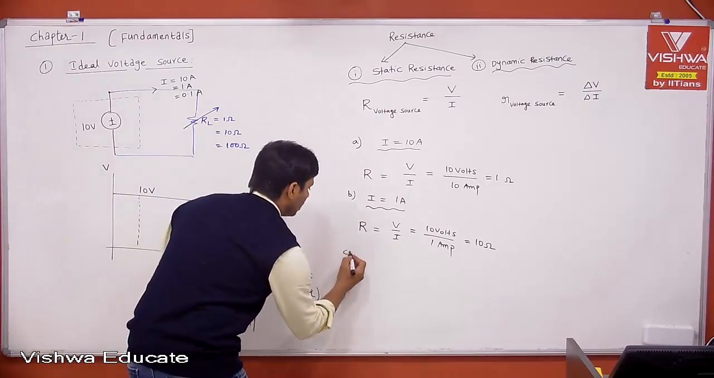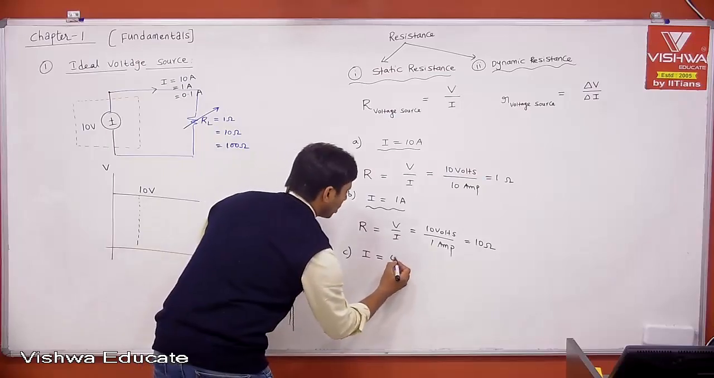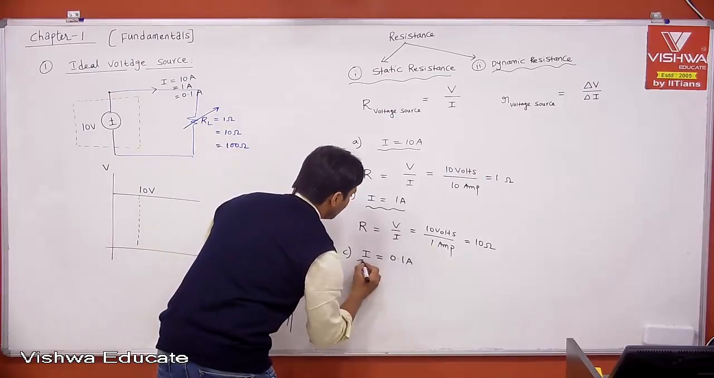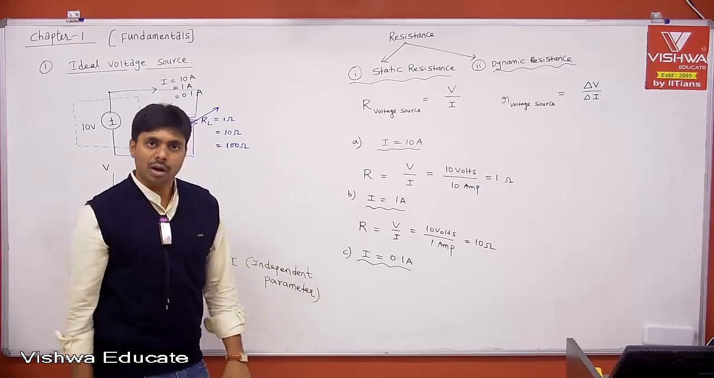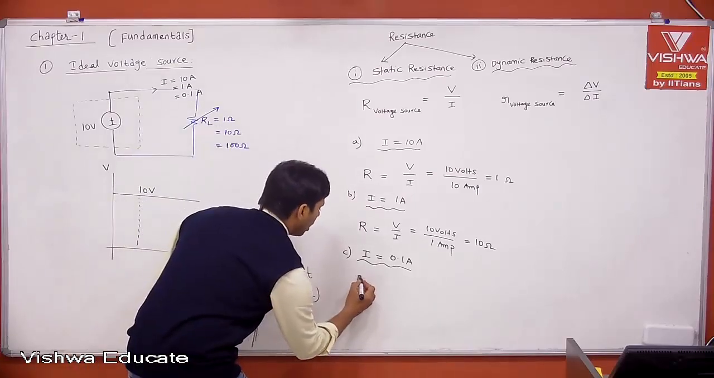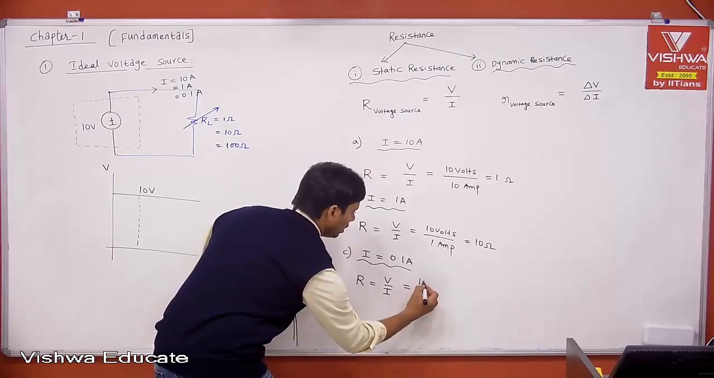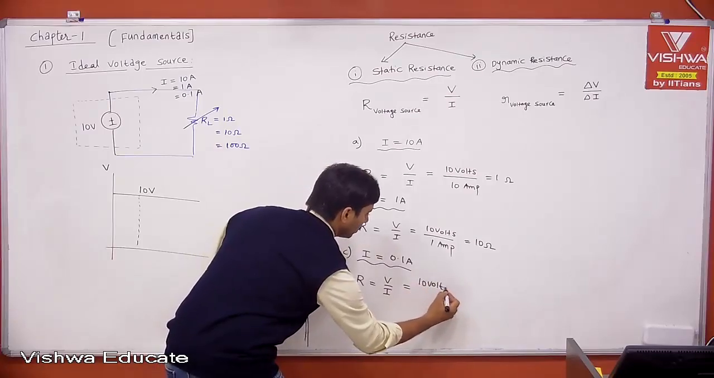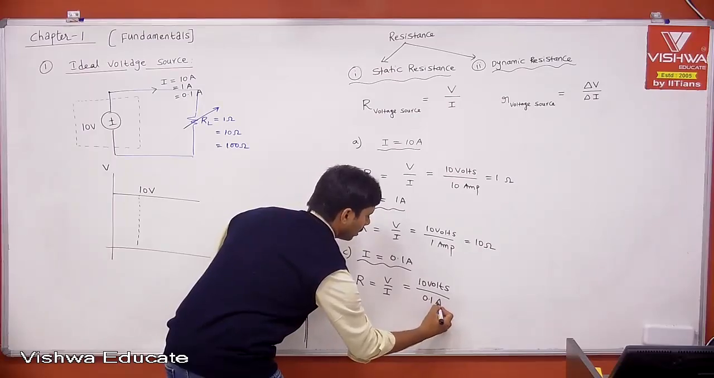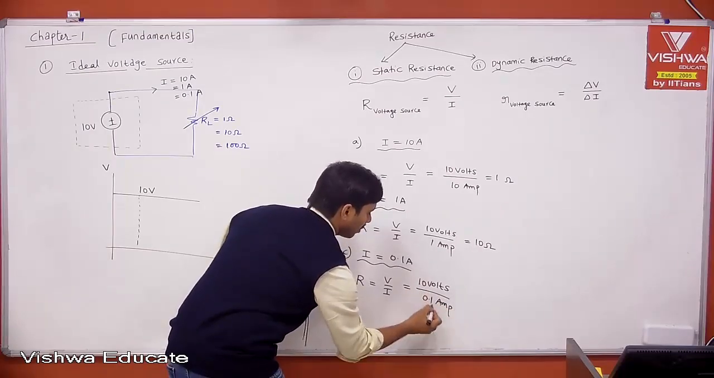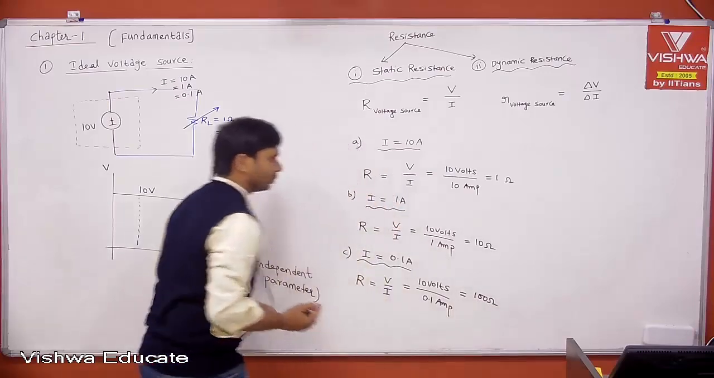Now, at the current equal to 0.1 ampere. Actually, 3 points are enough. Using 3 points we can extrapolate. Okay. Now, what is R? R is equal to V by I. What is V? 10 volts. And what is I? 0.1 ampere. Then what is this, 10 by 0.1? It will be 100 ohm.